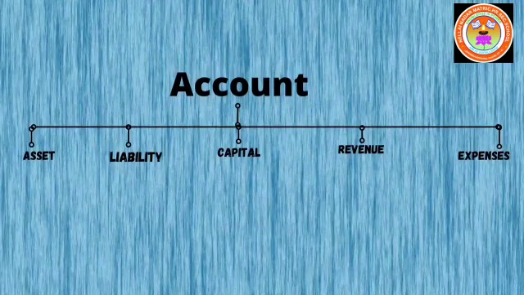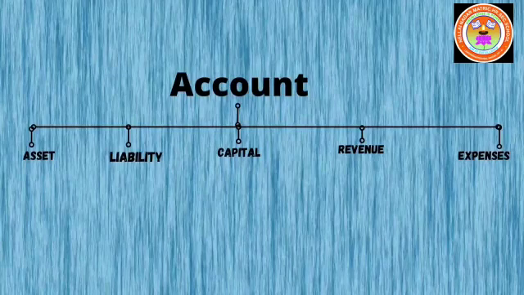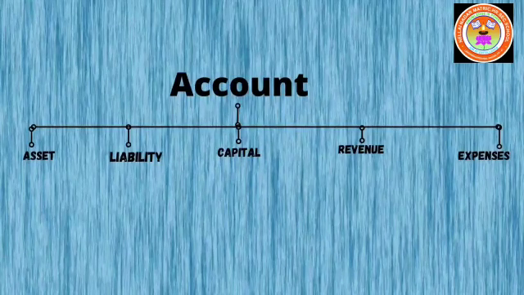Therefore, under the accounting equation approach, accounts are classified into 5 categories. First, assets account. Second, liability account. Third one, capital account. Fourth, revenue account. And finally, expenses account. Asset account: any physical thing or right owned that has a monetary value is called asset. The assets are grouped and shown separately. For example, land and buildings account, plant and machinery account.